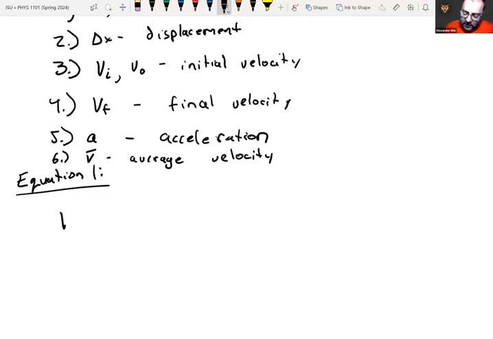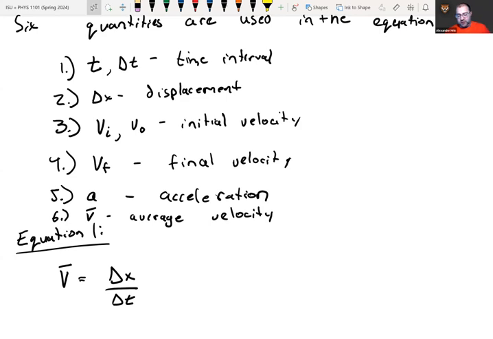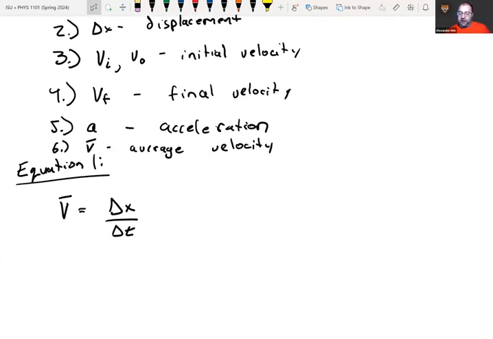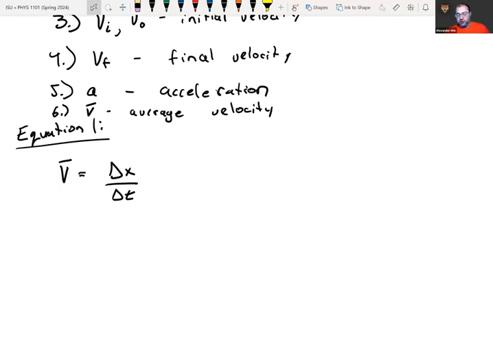Now, the important thing about V bar, there's a couple different ways it can be expressed. All right. First of all, it can be expressed as just your displacement over your time. Okay. So I'm going to write delta t. That's kind of how I learned it. Again, sometimes you'll see this written as just t, but there is equation one, and that is your V bar expressed as delta x over delta t.